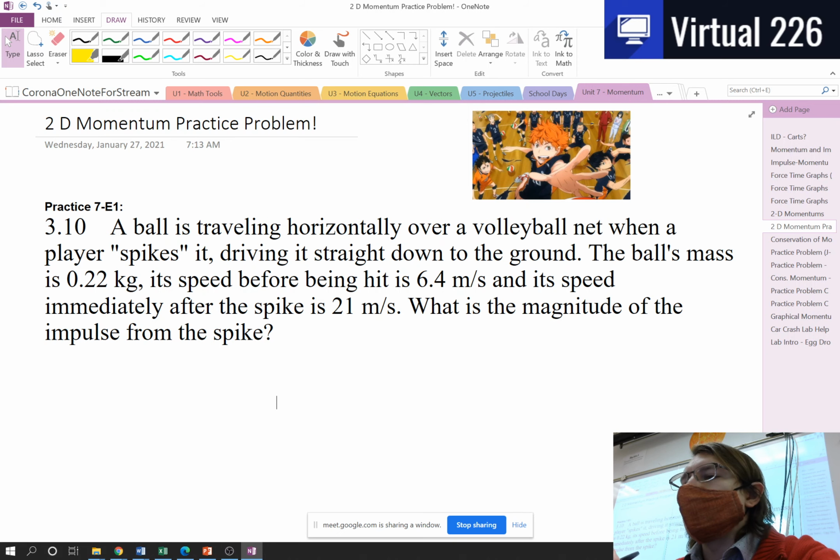But we do know a few things here. We know the ball's mass, we know the speed before being hit, and we know the speed immediately after the spike. And what we want to figure out is, what is the impulse from the spike? So how much impulse or change in momentum did the spike give to the ball?